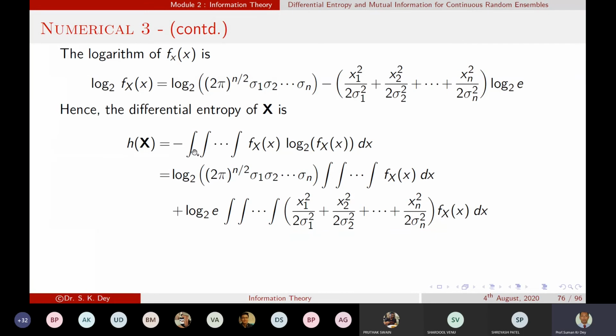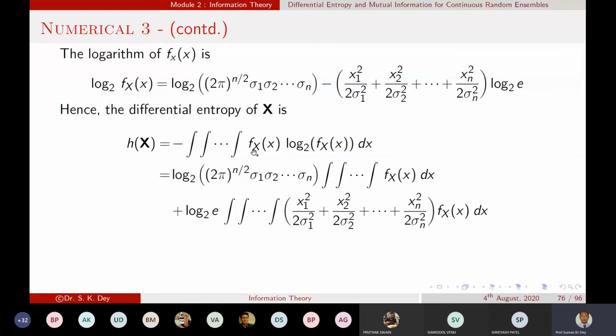The minus sign basically comes because the differential entropy h of x equals the integration of the probability density function f x x times log 2 base 1 by the probability density function f x x. Since I have changed the denominator, the minus term will come. That is the differential entropy.